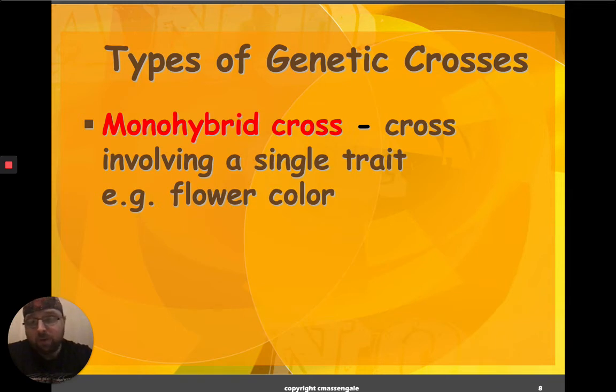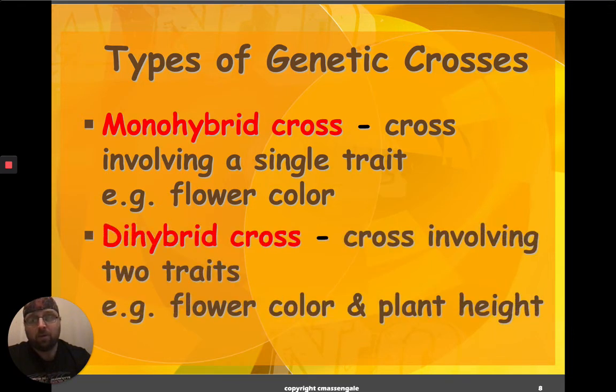What we're going to do next is walk through the creation of a monohybrid cross. In this case, we're going to look at flower color. There are also more complex ones called dihybrid crosses, where you look at two traits, but we're going to focus on monohybrid crosses for now, where we're just looking at one single trait. Mono means single, or one, like a monorail or a monocle like Mr. Peanut wears.